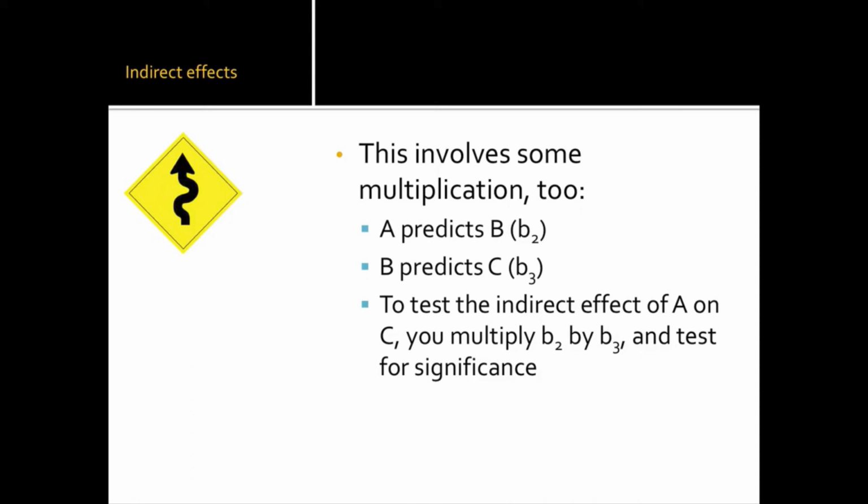B2 and B3, those are your sort of like the upper half of the triangle in a mediation model. And if you leave them as unstandardized, then you can multiply. So if you multiply B2 by B3 and test for significance, then you can test to see if A is indirectly predicting C through B, like so.